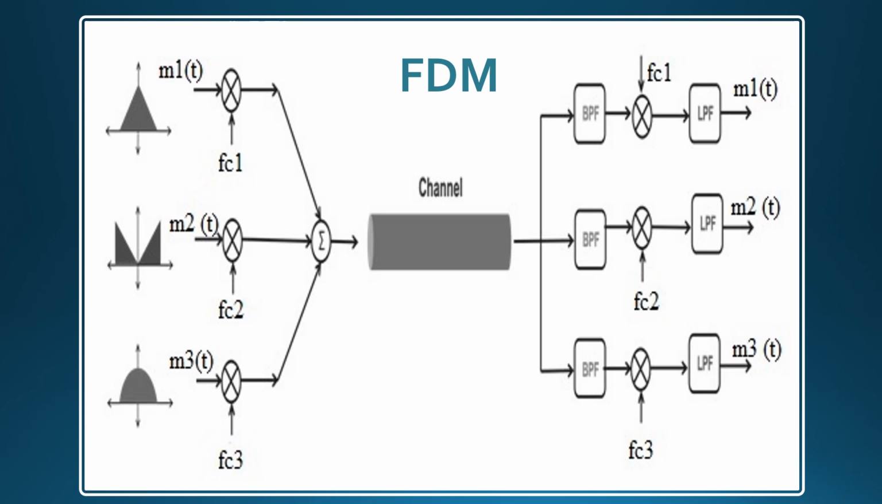Don't go into the complex structure. The main things playing a role here are the mixer and the bandpass filter. The mixer is mixing all the signals which are coming through different frequencies, and the bandpass filter is selecting the signal by its frequency.